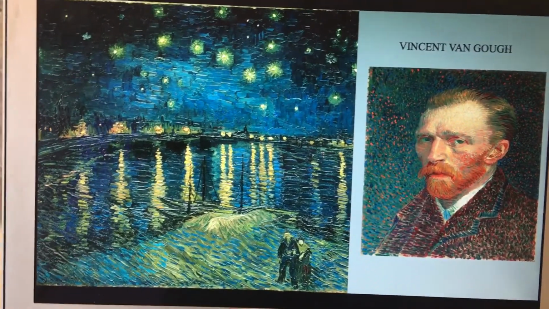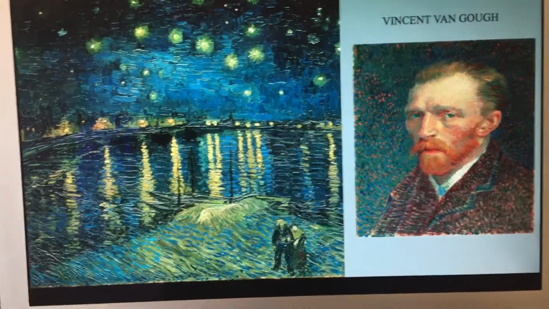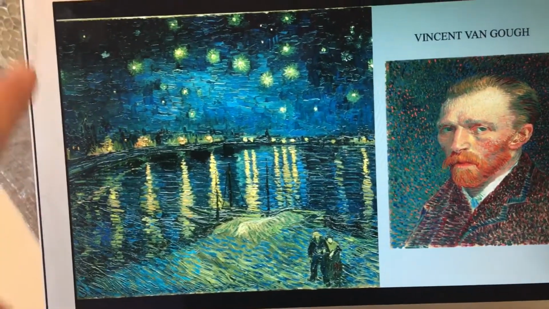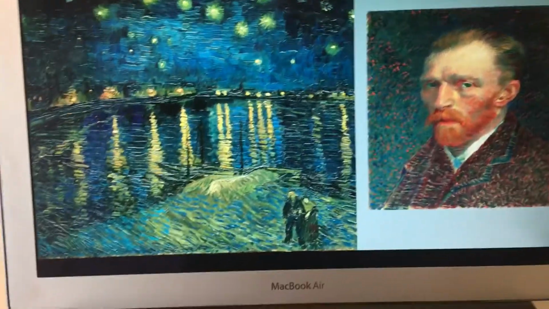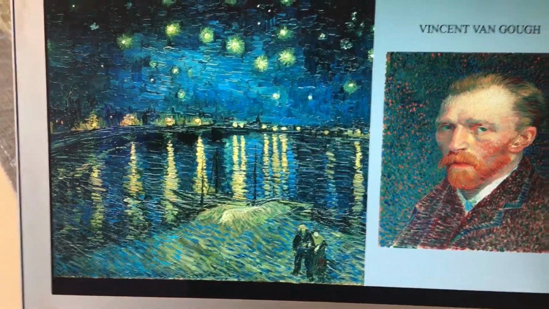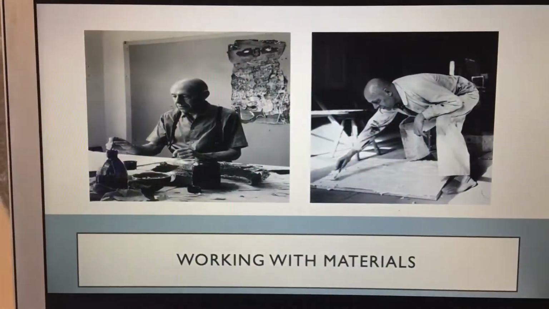Another well-known artist of Fauvism was Vincent van Gogh, and here we could see the similar characteristics of boldness in color and the unbroken brush strokes. The Fauves were described as the wild beasts.